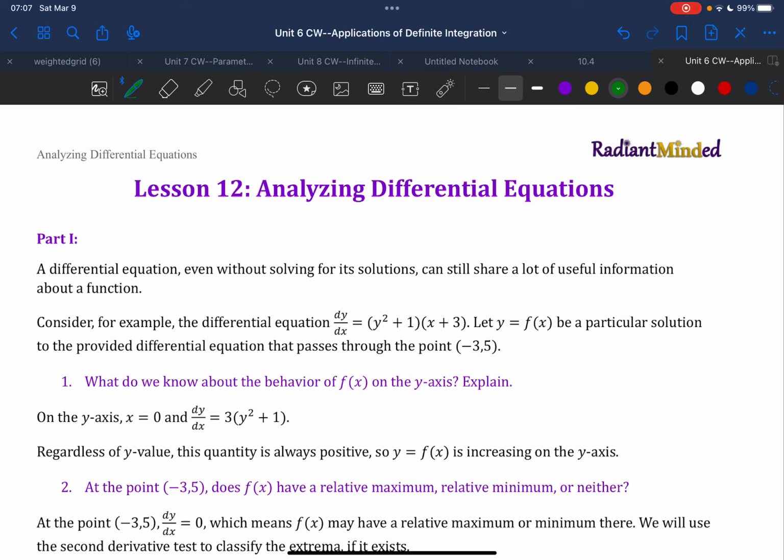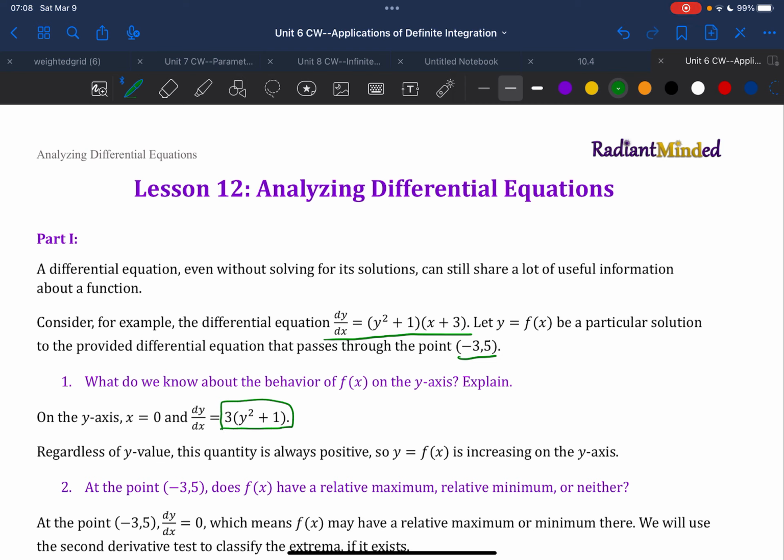So we'll consider this differential equation, dy/dx equals (y squared plus 1) times (x plus 3). And we know that y equals f of x is the solution passing through the point (-3, 5). We don't know yet how to find that solution, but we just know it exists. So what do we know about the behavior of f of x on the y-axis? On the y-axis, we know that x is 0. That's literally the definition of the y-axis. So if you plug in x equals 0, we get dy/dx is 3 times (y squared plus 1).